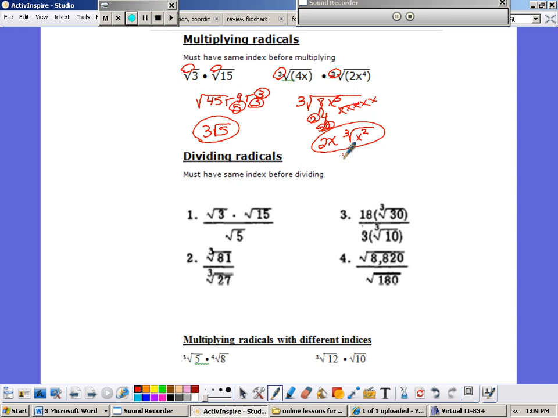Dividing. Dividing is the same. You have to have the same index. So the square root of 3 times the square root of 15 is the square root of 45, and the square root of 45 divided by the square root of 5, 45 divided by 5 is the square root of 9. The square root of 9 is 3, and we're only using primaries here.